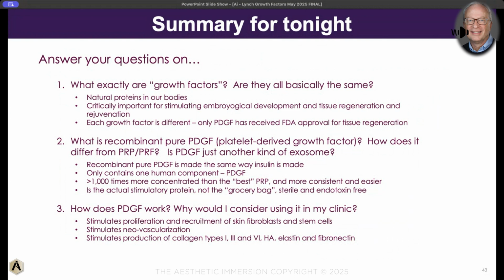They do different things. Only PDGF is FDA approved. What is a recombinant PDGF? What does the word recombinant mean? How is it different from PRP? Exosomes, hopefully you remember I went through all of that.